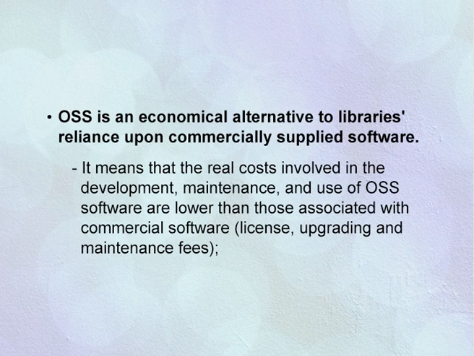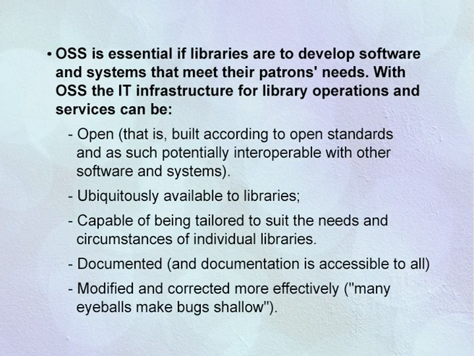OSS is an economical alternative to costly commercial software. That means the real cost of procuring and maintaining commercial software is much higher compared with the usage of open source software, because licensing, upgrading and maintenance are mostly free in the case of open source software. Open source is essential if libraries are to develop software and systems that meet their patron needs. That means, as it allows you to go for extensive customization, you can suit that particular software according to your needs and requirements.